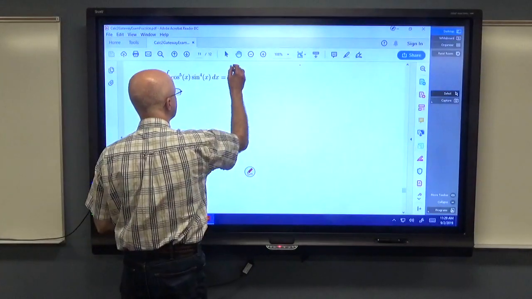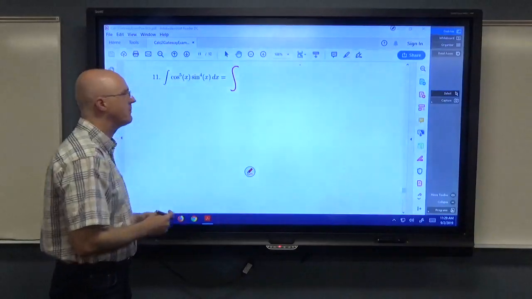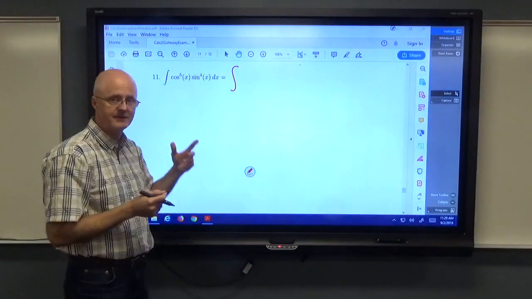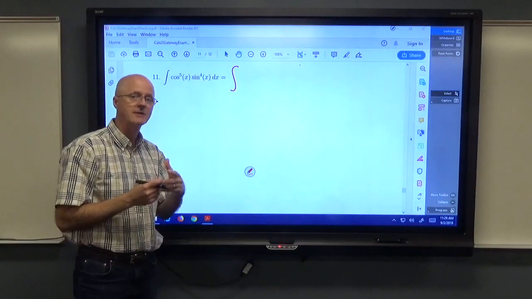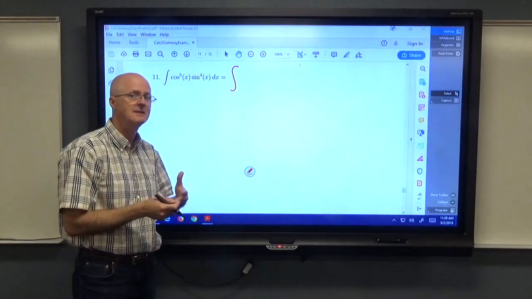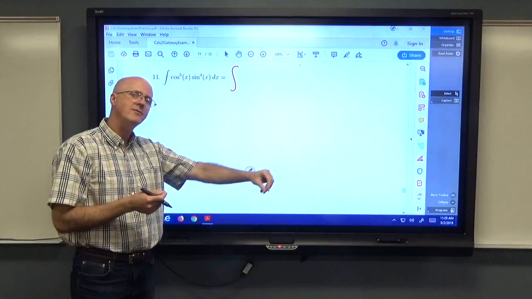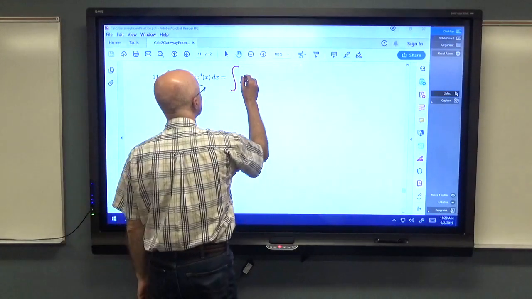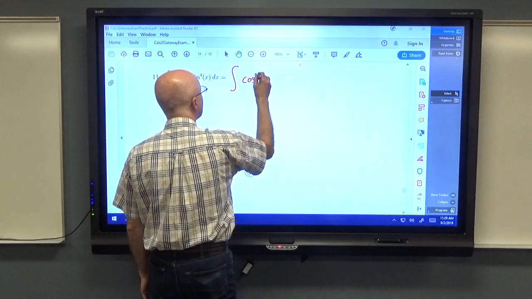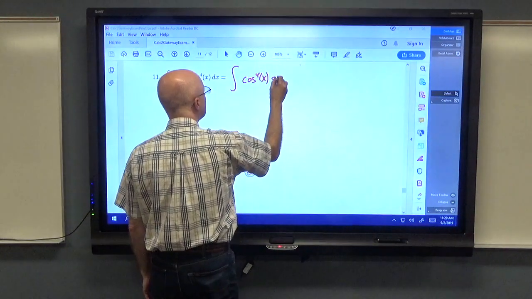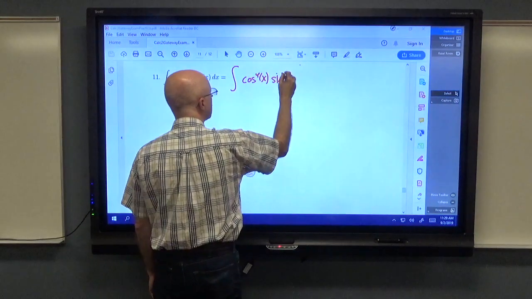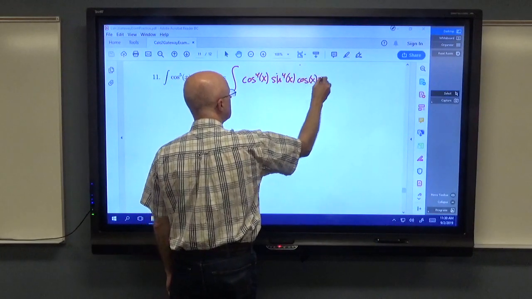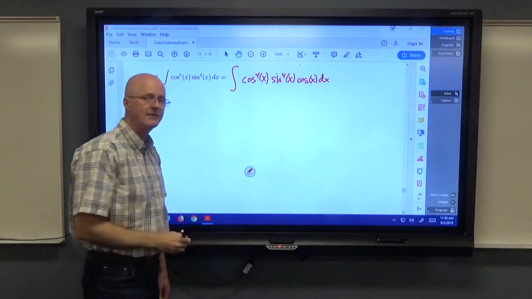First thing you want to do is you want to pull off one of those factors. Think of cosine to the 5th of x as cosine to the 4th of x times cosine of x. And bring that one factor next to the dx. Like this. Okay, that's the first thing to do.